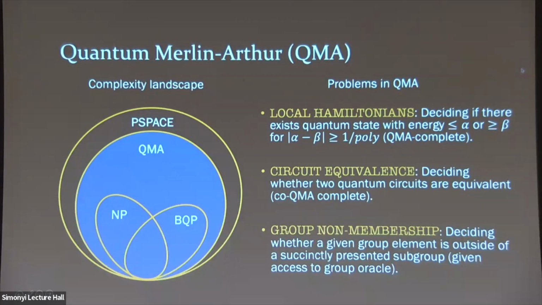And just to give you a feel for what are some problems in this class, the quintessential problem in QMA is something called the local Hamiltonian problem. A local Hamiltonian is a description of some quantum many-body system. You can think of it as a quantum generalization of a CSP, right? You have local constraints on a bunch of variables. Correspondingly, you have a bunch of what are called Hamiltonian terms acting on small subsets of particles. And here you want to decide whether there exists a quantum state with energy at most alpha or energy at least beta, promised that one is the case. Alpha and beta are separated by some inverse polynomial. This is a QMA-complete problem.